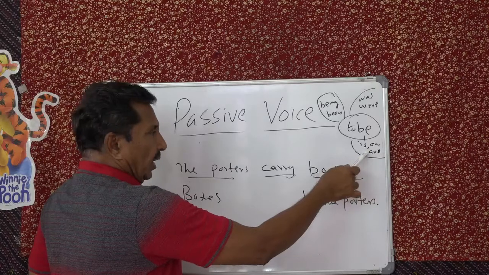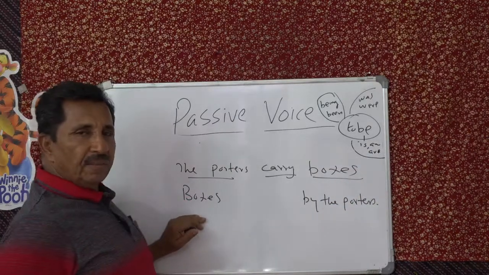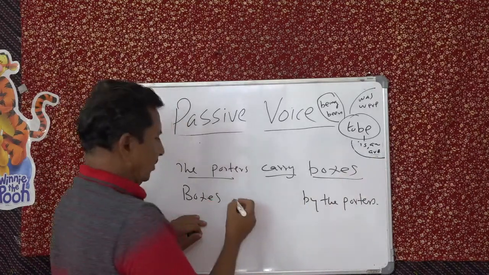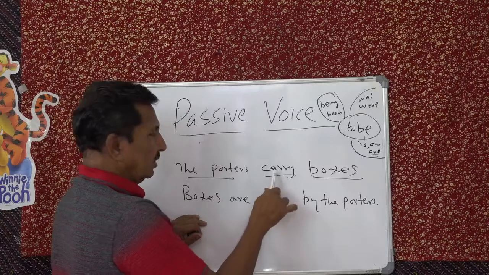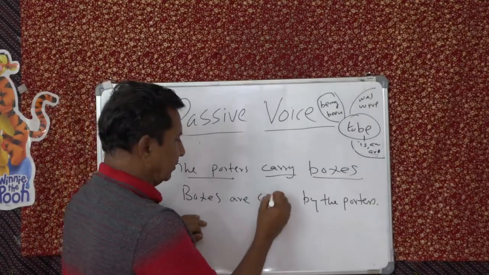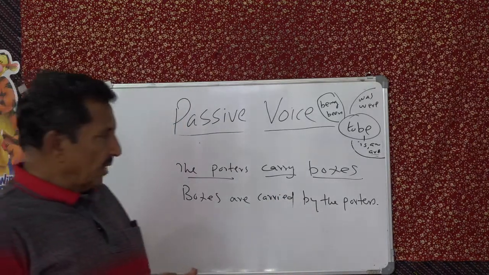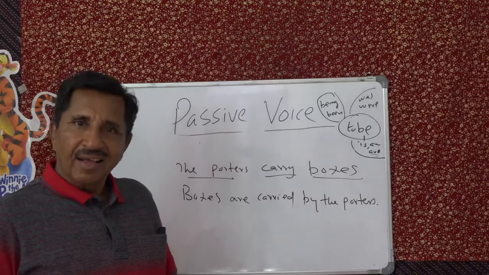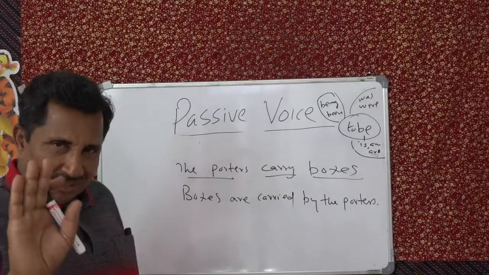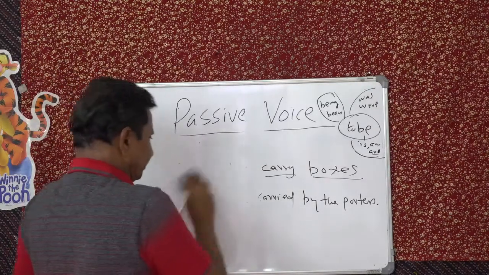So what will you do? This is plural. What about person? Third person. So this is the possibility. Boxes are. What is the past participle? Carried. Boxes are carried by the porters. Simple. So plural. Now we are in the simple present. Always remember that.